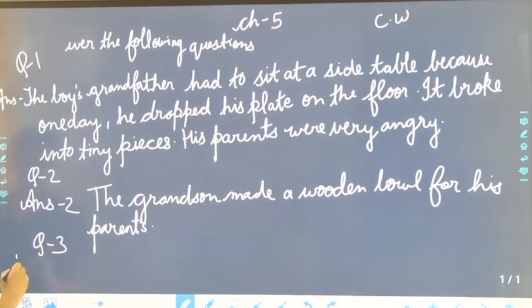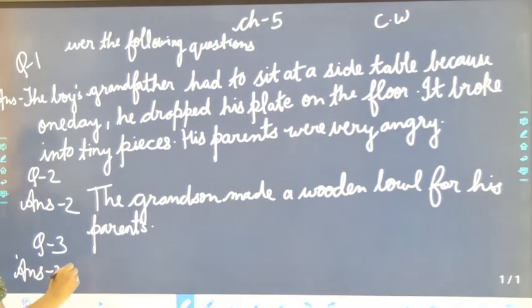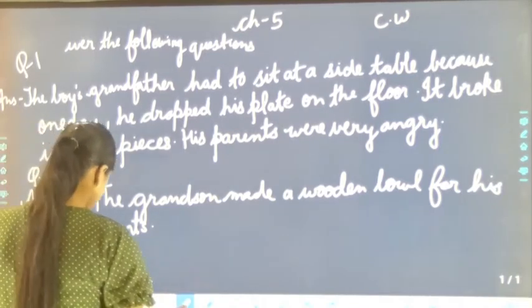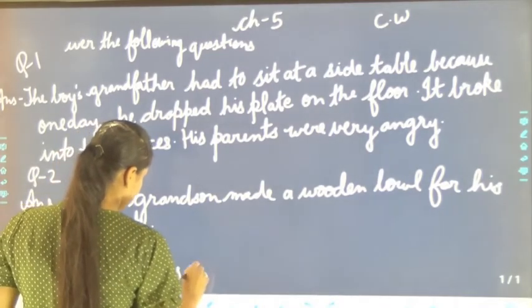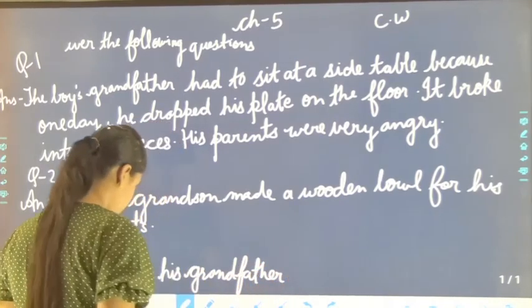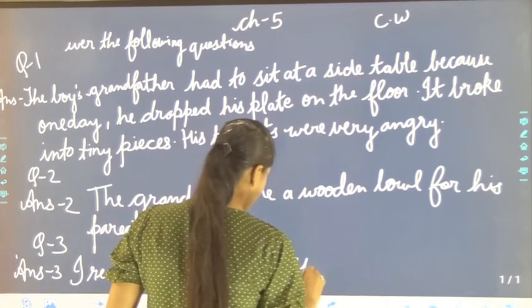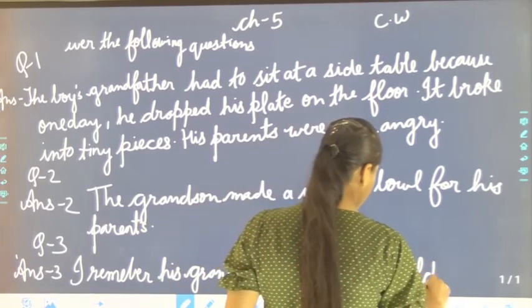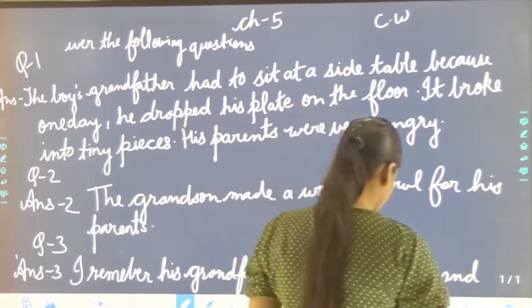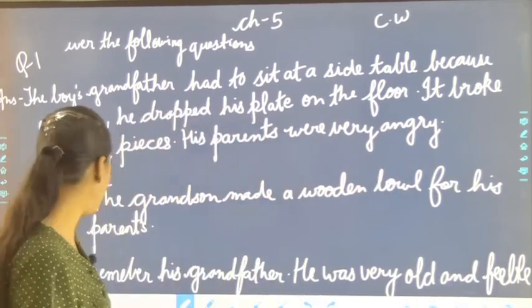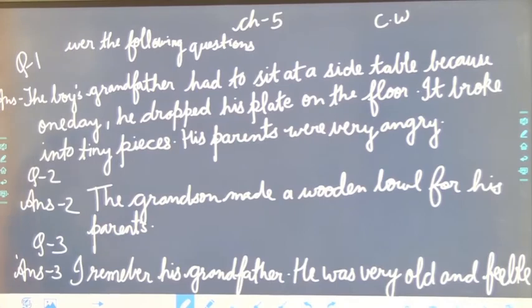Again you have to write the question from your book. I will write the answer. I remember his grandfather, he was very old and feeble. Feeble means very weak. I remember his grandfather, he was very old and feeble.